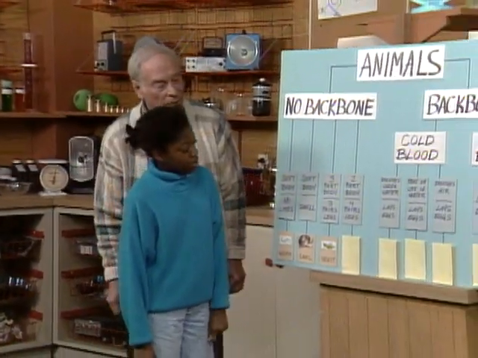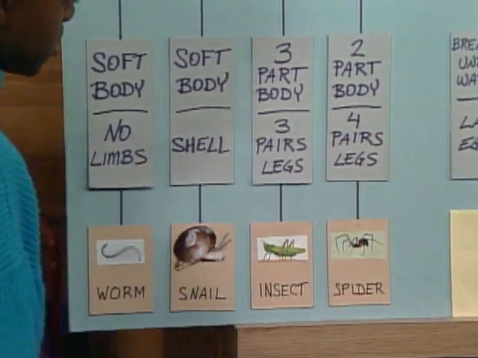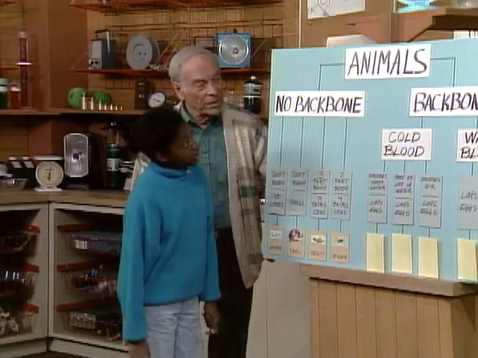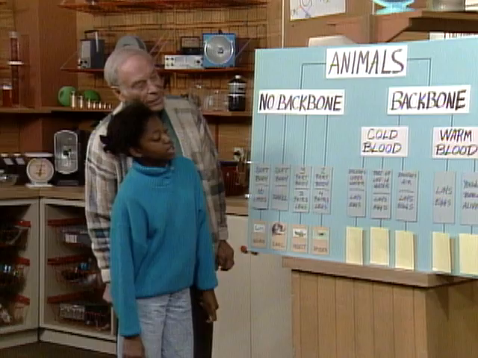Okay, let's see if you are correct. No backbone, 2-part body, and 4 pairs of legs. Right. You counted the 4 pairs. And what is it? A spider. Very good. Okay, now we're switching from no backbone to what? Backbone, cold blood and warm blood.